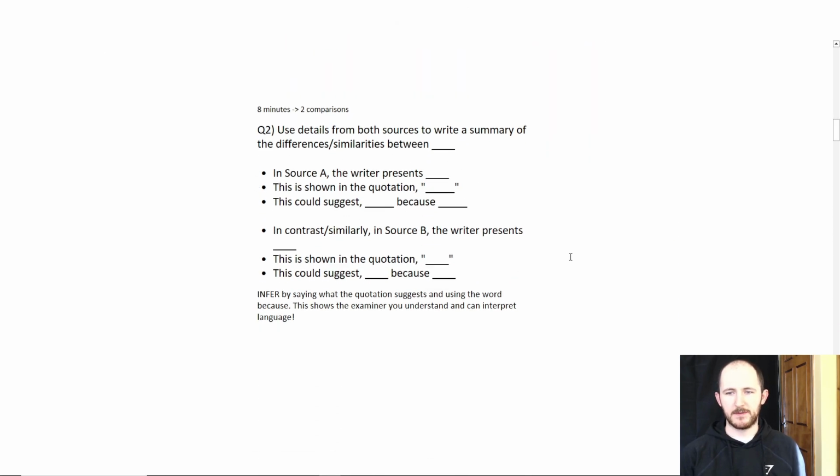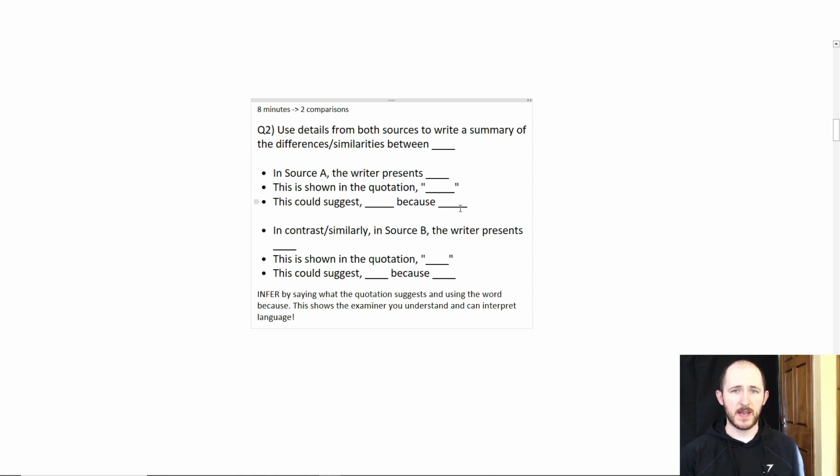So here's the structure I'd give. You want to use 2 paragraphs because you're going to have 2 comparisons. And this, in my opinion, is the shortest way you can write this that will get you the maximum number of marks. So it says use details from both sources to write a summary of the similarities or differences between something. So you'd say in source A, the writer presents this. So good, bad, whatever. Again, use better words than that, but I have to generalize it, right? This is shown in the quotation, which suggests, or this could suggest this, because why?